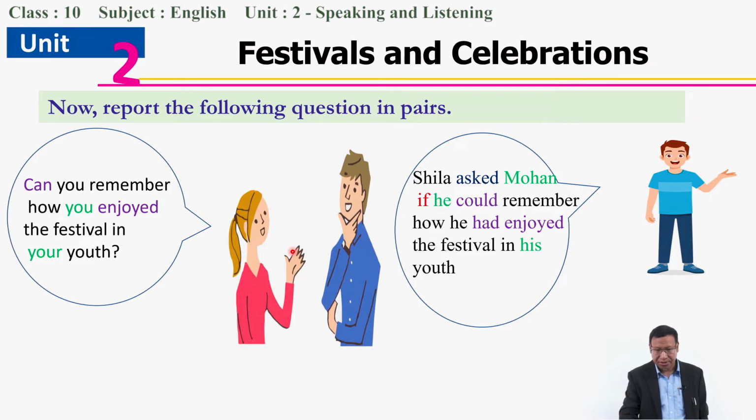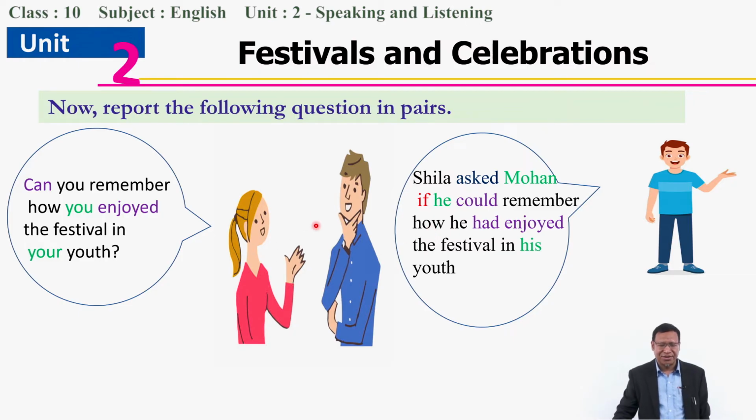Let's see this one. Sila asked Mohan if he could remember how he had enjoyed the festival in his youth. Let's see the changes here. In your reporting, can you tell me what changes you have made? We have changed the tense and added a connective. Can changes into could in the change of tense. You changes into the second person based on the object, and we have added a connective if at the start of the reported clause. Then enjoyed changes into had enjoyed. That's the change in the tense. That's great. Thank you.